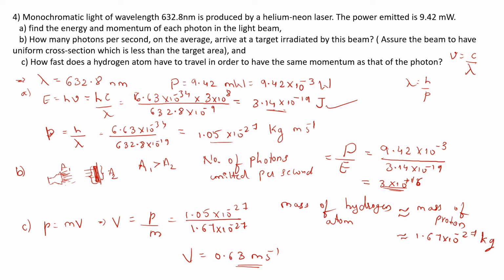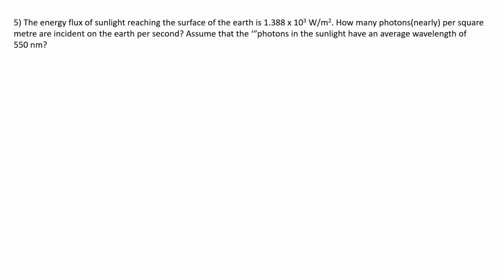So this is about the fourth question. Next one: the energy flux of sunlight reaching the surface of the earth is 1.388 into 10 raised to 3 watt per meter square. How many photons per square meter are incident on the earth per second? Assume that the photons in the sunlight have an average wavelength of 550 nanometer. So students, let me denote the energy flux as phi. Not phi naught, the work function, but phi for energy flux. Energy flux they have given as 1.388 into 10 to the power 3 watt per meter square.